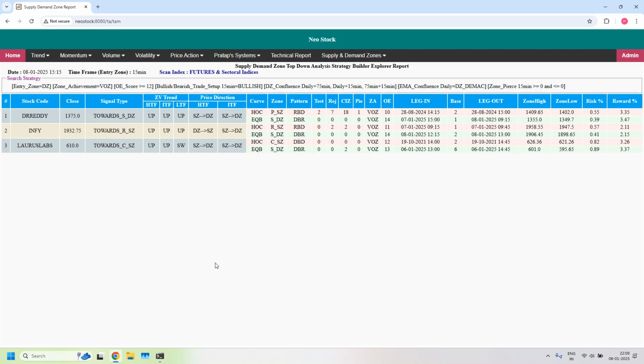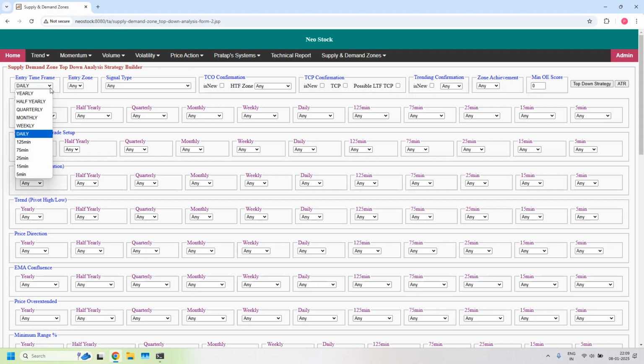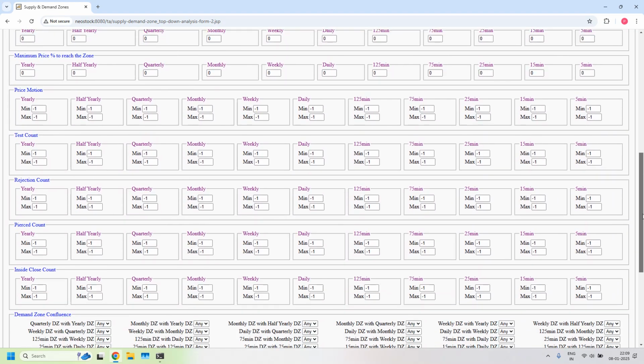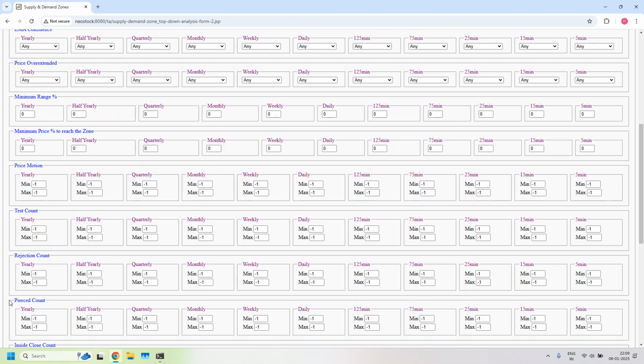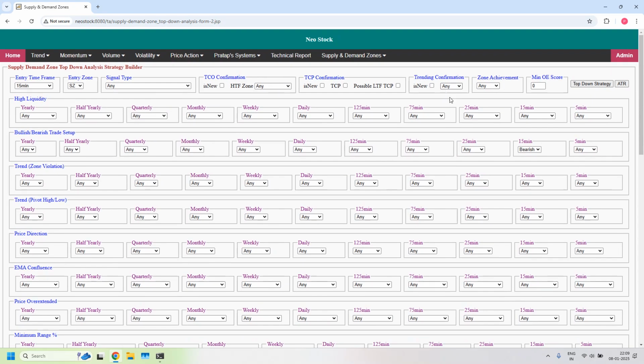Daily income trade. Next, bearish trade setup, daily income trade, entry time frame 15 minutes, entry zone supply zone. For the bullish or bearish trade setup parameter at 15 minutes, I am selecting bearish. These 15 minute supply zones should not be pierced. So in the pierced count at the 15 minute time frame, I am setting minimum value 0, maximum value 0. That means the zone is not pierced. Zone achievement VOZ, violated opposing zone, and the odd enhancer score is 12. All three filters are applied to the 15 minute supply zone.